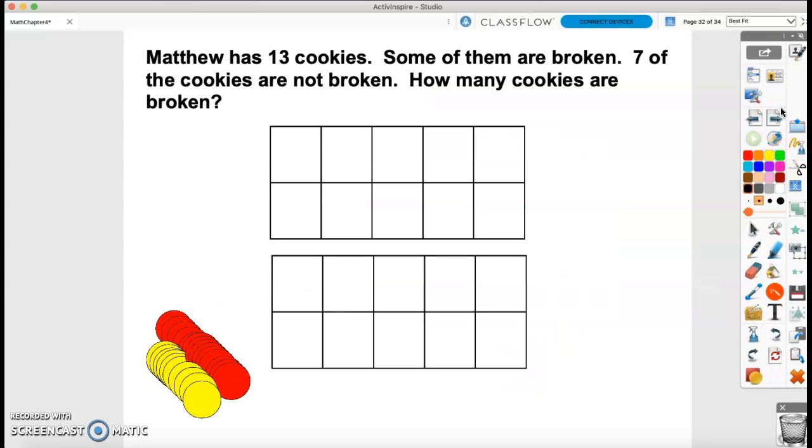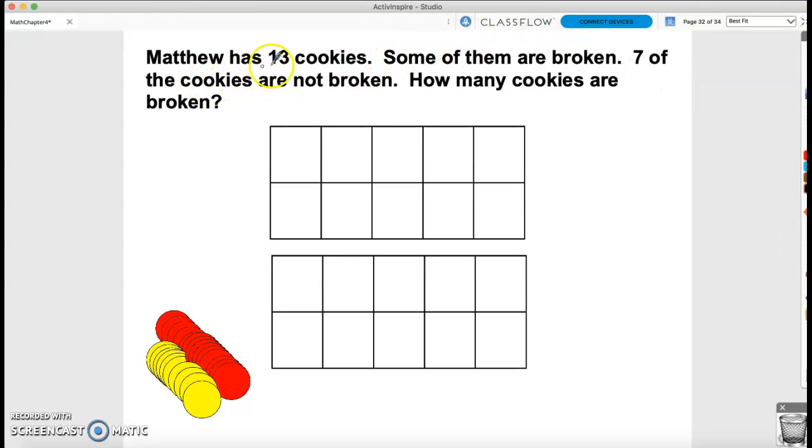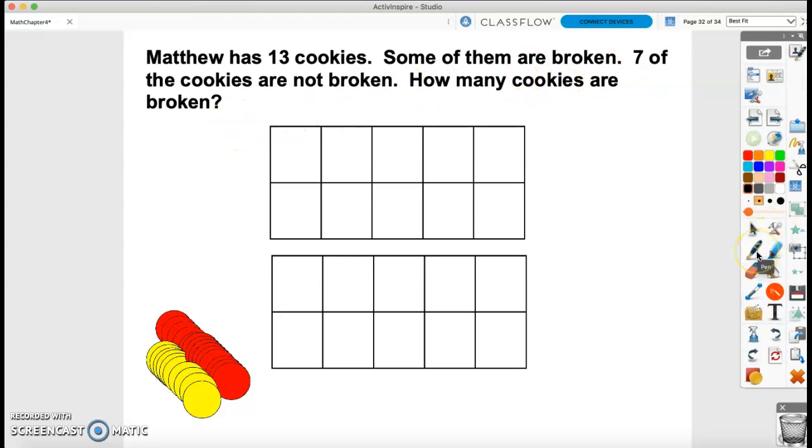So let's go to the next problem. It says, Matthew has 13 cookies. Some of them are broken. 7 of the cookies are not broken. How many cookies are broken? So I'm going to write my number sentence first, and then we'll use a 10 frame to help us out.